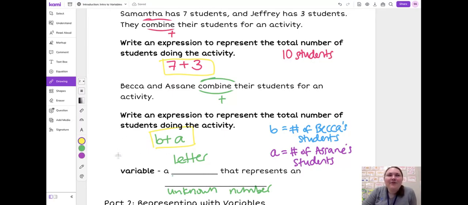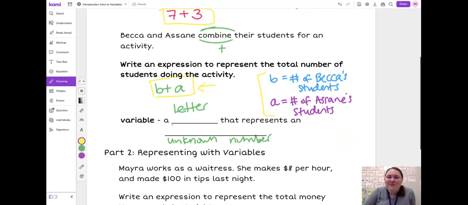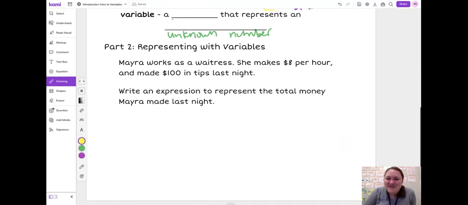You can think of this almost like a recipe or directions for how we would find the total number of students. To find the total number here, we need to add Becca's students plus Hassan's students. This is what today's lesson is all about. It's about identifying in a story what are the numbers you don't know, describing your variables, and then using your variables to write an expression that looks something like this. So we've got one other example in this introduction video.